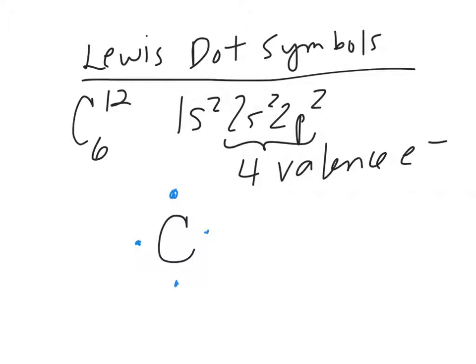So each one of these dots represents the 2 electrons in the 2s orbital, and 2 of these dots represent the 2 electrons in the 2p subshell. Sorry, I use orbital and subshell, they mean the same thing. So let's do another example. Let's take oxygen.